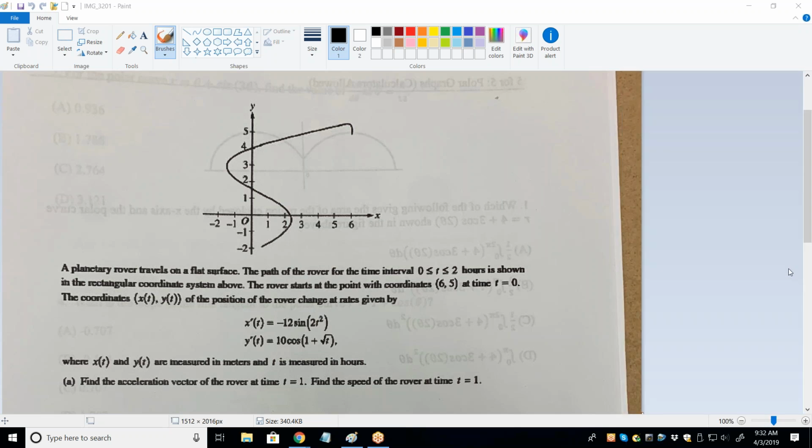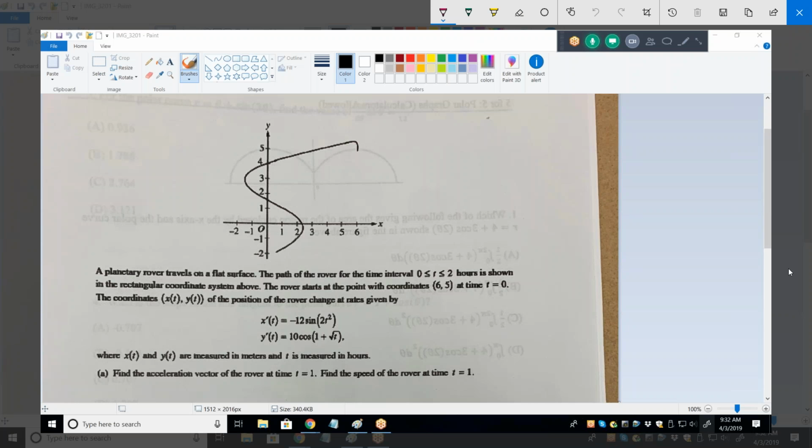I'm not 100% sure about this, but so we've got x double prime of t equals what? Negative 24 cosine 2t squared. Almost. I think it's 12 times 4t, so it should be minus 48t, because that's the derivative on the inside, times cosine of 2t squared.